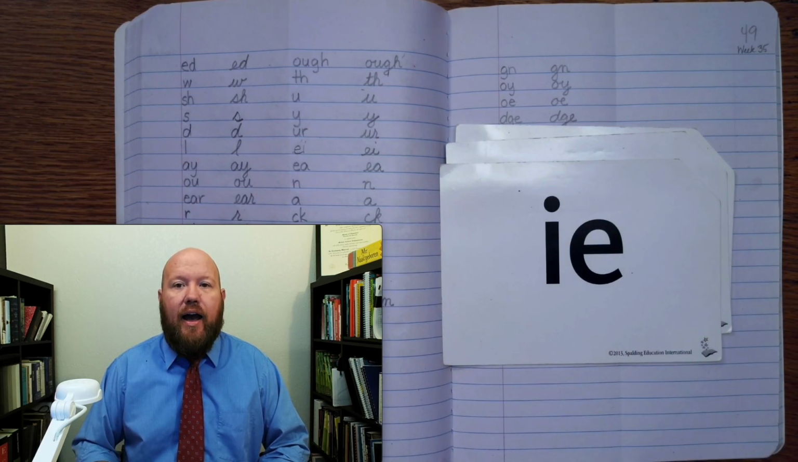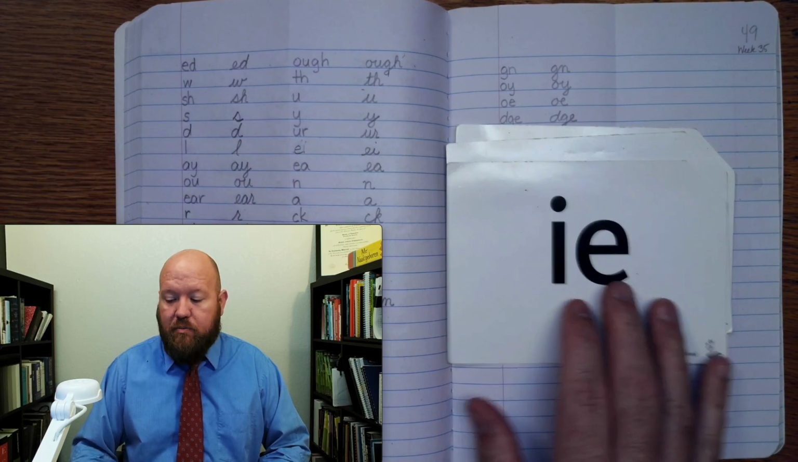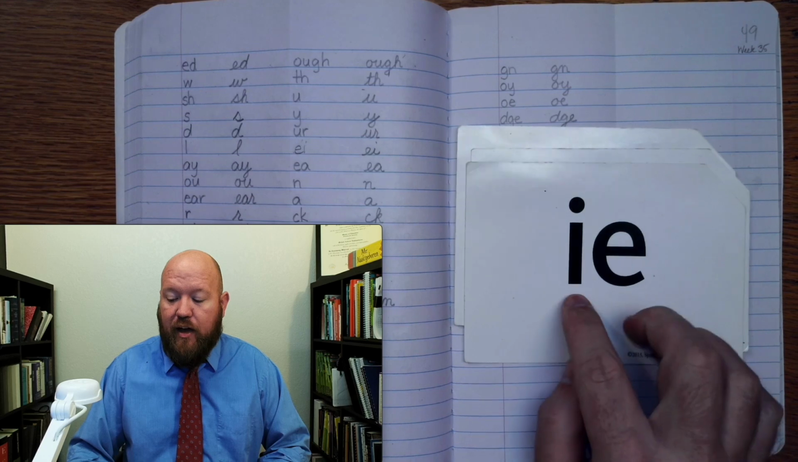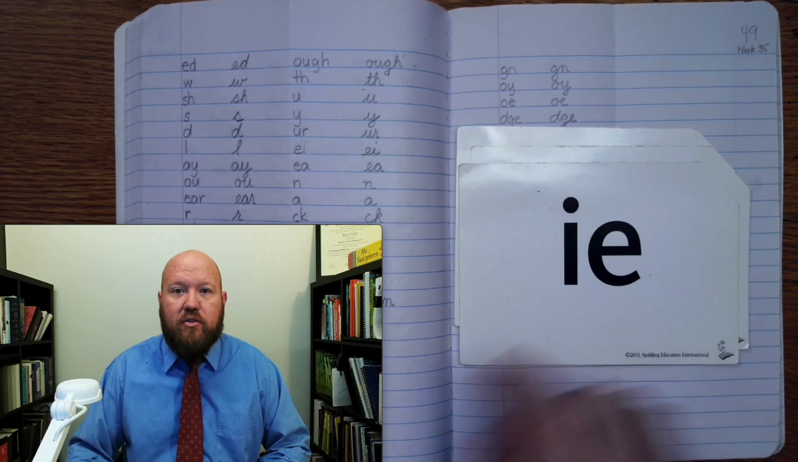E, I, I. And remember, this will be the one that we primarily use when we have to think of between I, E, and E, I. This is the one we use normally.